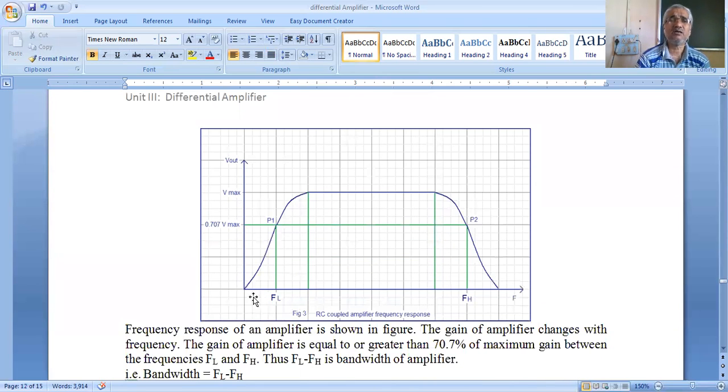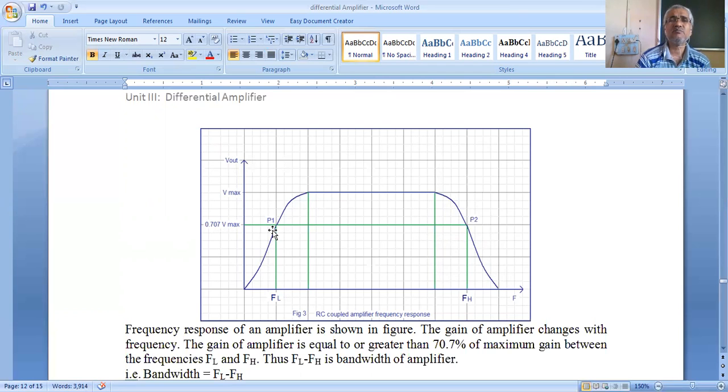Suppose this is the graph plotted for gain versus frequency for a particular amplifier. एखाद्या amplifier साठी आपण हा frequency response plot केला, बरोबर. So on the y-axis there is gain and along the x-axis frequency is plotted.